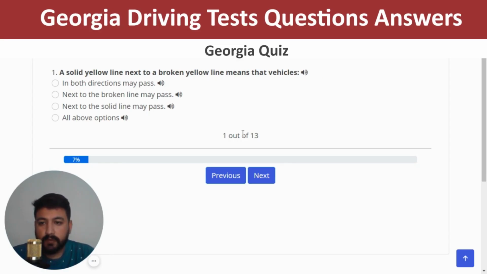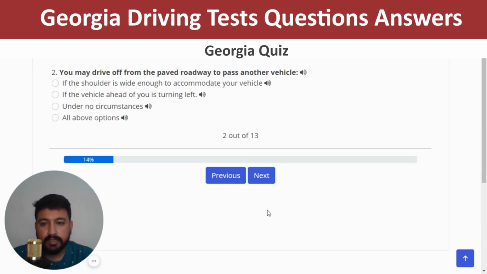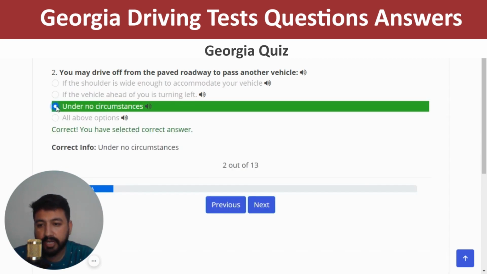Here we go. The first question is a solid yellow line next to a broken yellow line means that vehicle. So the right answer of first question is next to the broken line may pass, which is the second option. Correct, and next. Second question is you may drive off from the paved roadway to pass another vehicle. The right answer of second question is under no circumstances. So I'm going to click on the third option, which should be the right one.